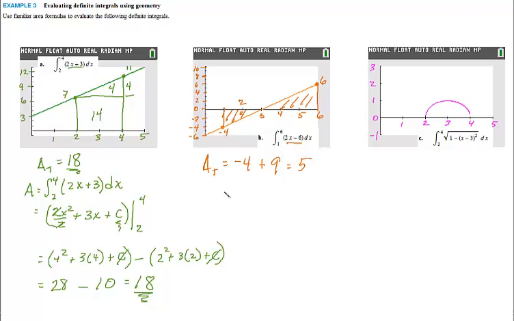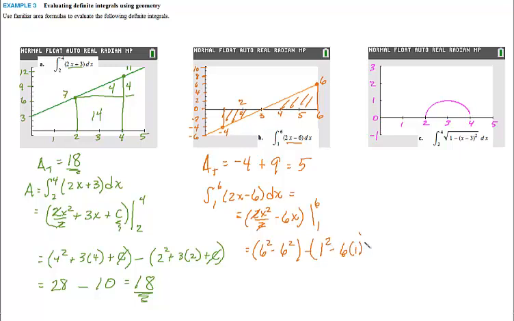This function is also easily integratable, so let's see what happens if I integrate from 1 to 6 of 2x minus 6 with respect to x. That gives me 2x squared over 2 again, minus 6x, evaluated from 1 to 6. These cancel, leaving me with 6 squared minus 6 squared, which is 0, minus, this 1 squared minus 6 times 1, and this is 1 minus 6, which would be a negative 5, and just like magic I get the area there.